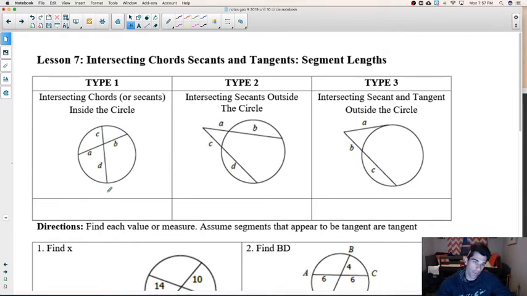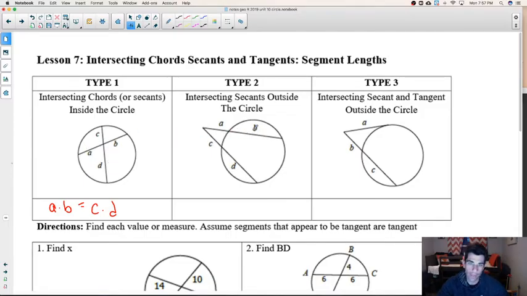So when these two chords intersected, they created two sections here. So here it created A and B, and there it created C and D. When we start running into some examples, those are going to be some numbers or expressions. All you're going to do is multiply them. So here, we're just going to multiply A with B, and that's going to be the same as multiplying C times D. So you just multiply, you got your answer.